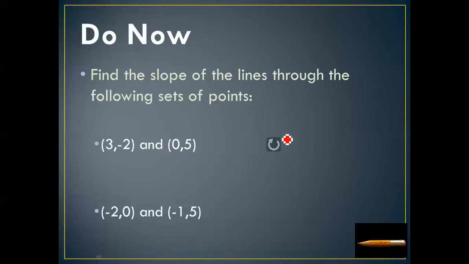Alright, our do now is find the slope of the lines through the following sets of points. So we have 2 sets of points. I want to know what the slope is, and I want to know what the slope is here. You have several methods that you learned yesterday that you can use to find those.